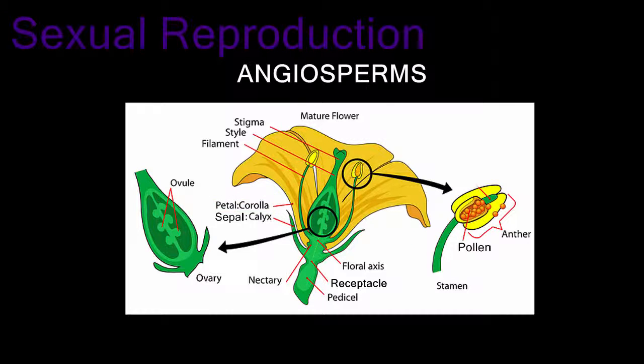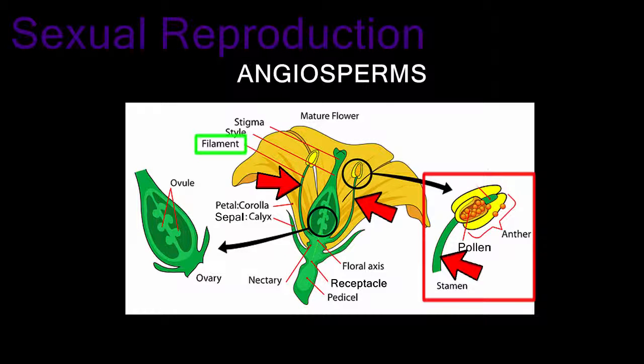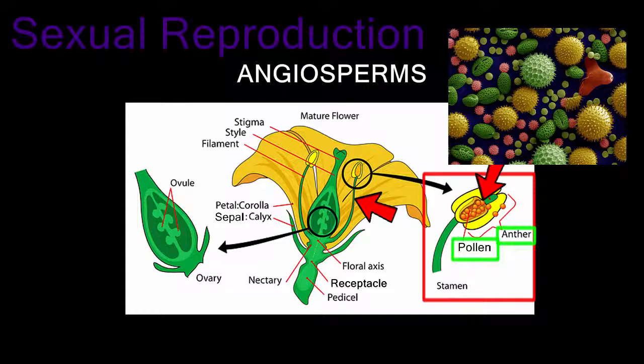The male part of the flower is called the stamen. The stamen is made up of two parts. The first part is the filament, which is a stalk that supports the second part, the anther. The anther is where pollen is produced. Pollen grains contain two cells, a tube cell and a generative cell, which will divide to produce two sperm.